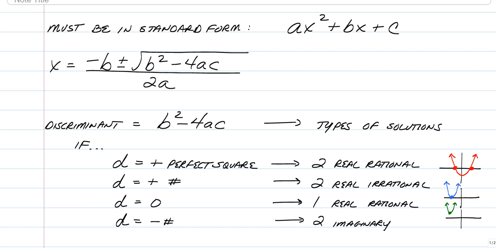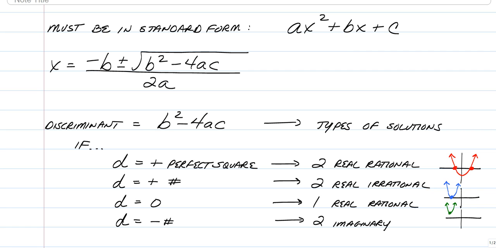So before you use the quadratic formula, make sure you are aware that you must be in standard form. A is a leading coefficient before your x squared, then you have b, which is the coefficient of x, and then c, which is your constant. And no surprise, your quadratic formula is x is equal to the opposite of b plus or minus the square root of the entire quantity b squared minus 4ac, and that is all over 2a.